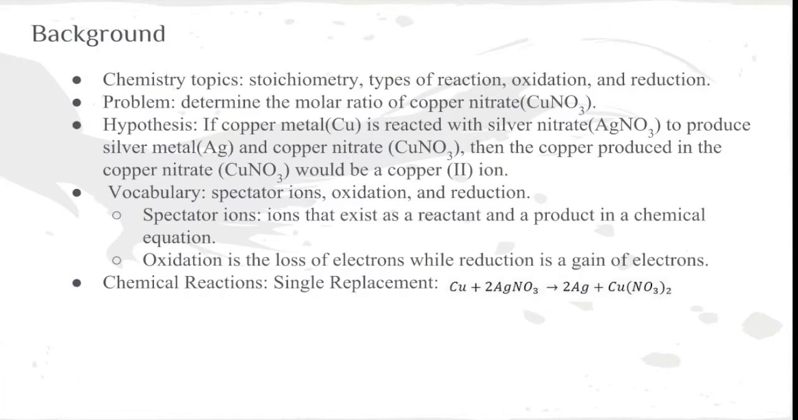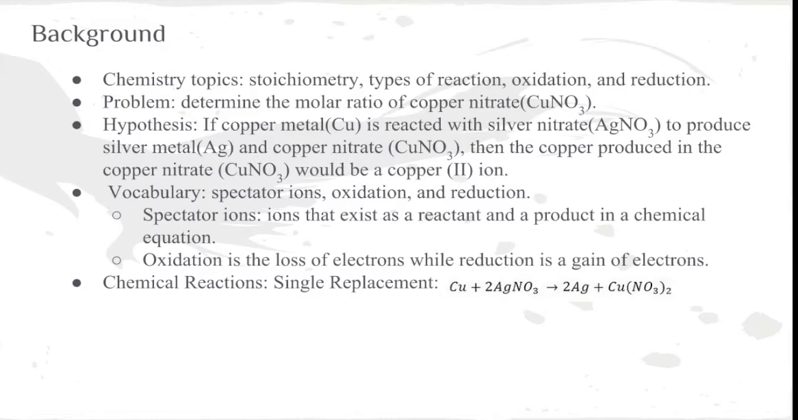In this investigation were stoichiometry, types of reaction, oxidation, and reduction. The vocabulary used in this investigation is spectator ions, oxidation, and reduction. Spectator ions are ions that exist as a reactant and a product in a chemical equation. Oxidation is the loss of electrons, while reduction is the gain of electrons.